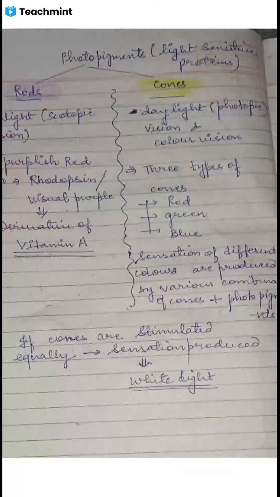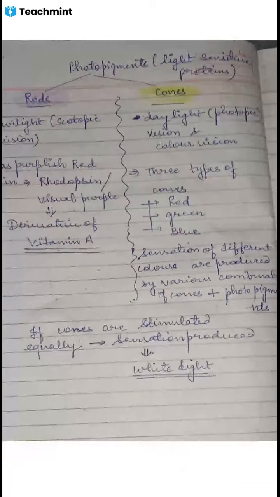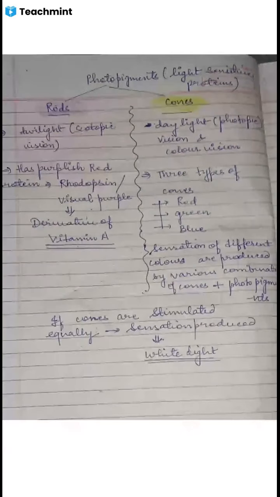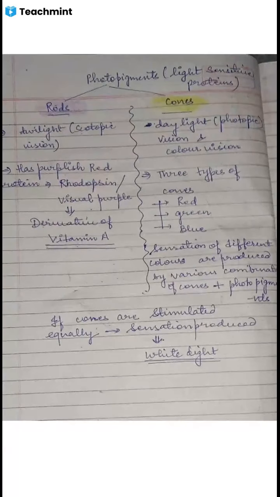Now next we have the photopigments. In our eyes we have mainly two photopigments. Photopigments are light sensitive proteins. We have mainly two, one is the rod, the other is the cone. The rod is meant for dim light vision, that is scotopic vision at night time, and cones are meant for daylight vision, that is photopic vision, the color vision.